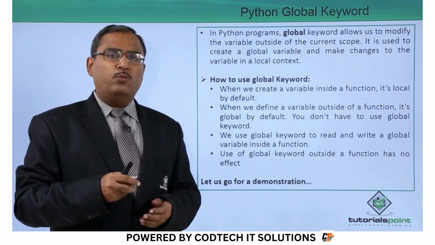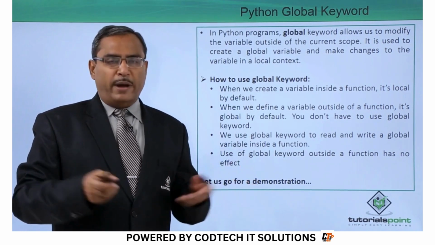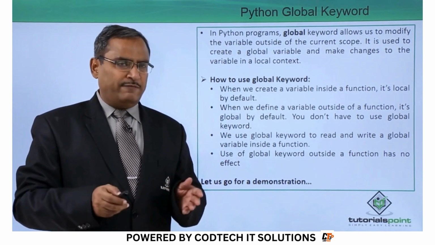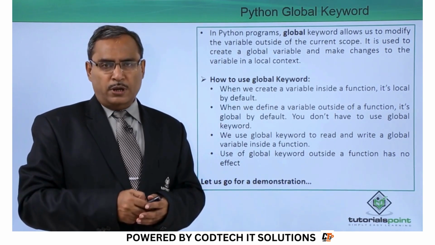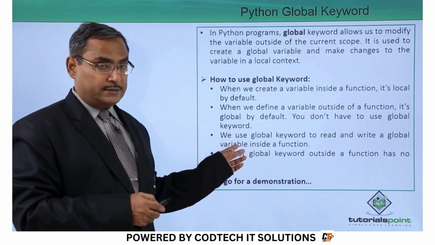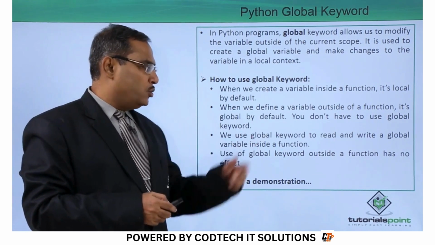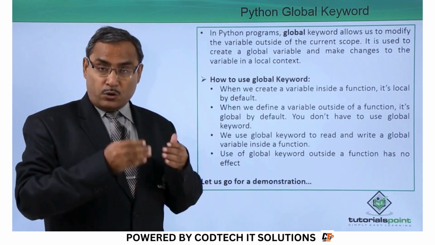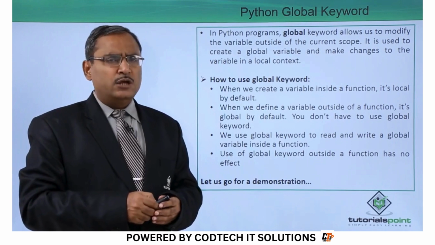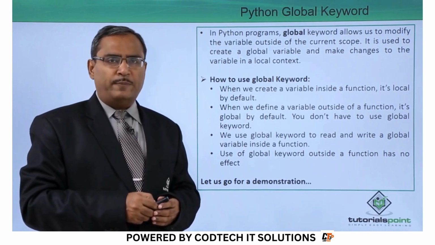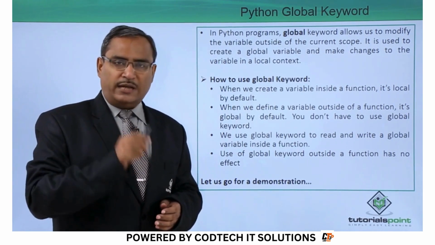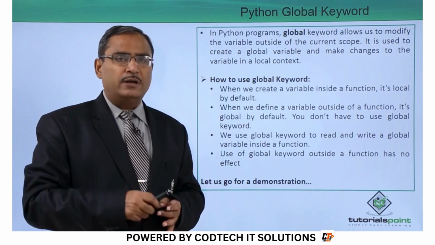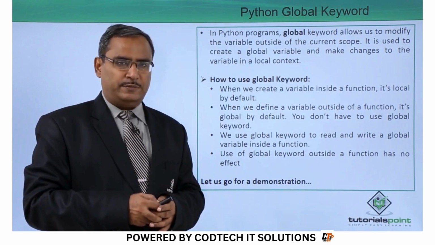So whenever we define a variable outside of the function, by default it has the global scope. Whenever we define a variable within the function, it has the local scope. But this third point is very interesting: we use the global keyword to read and write a global variable inside or from the function itself. So for a better idea, let us go for one practical demonstration to show you how this global keyword can play a magic in our scope definition of a variable.